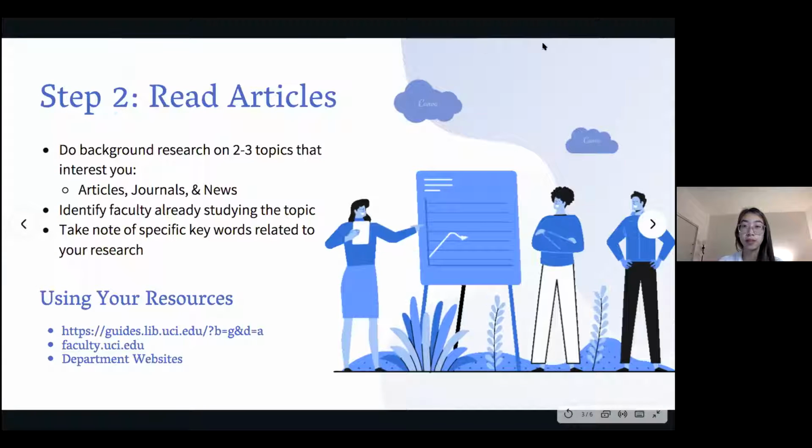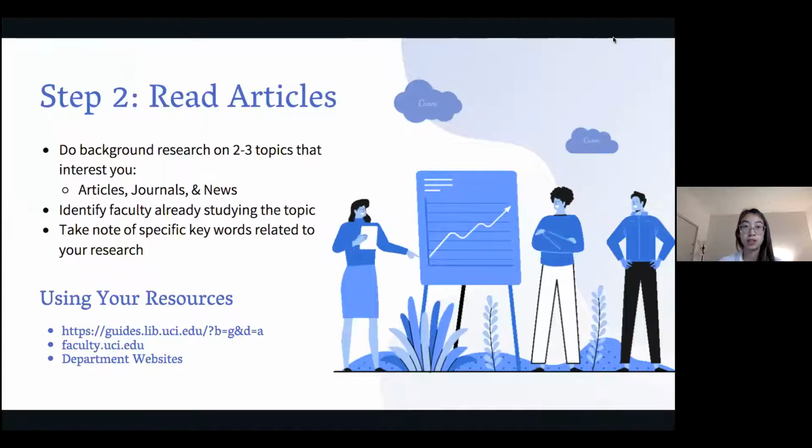Another step for research is to read the articles. In order for you to be more sure that this is a topic that sparks your interest and that you want to do, I would recommend you do a little bit of your own research on articles, academic journals, and news about that. I know that we probably have a lot of curiosity about how things work and why they work in certain ways.